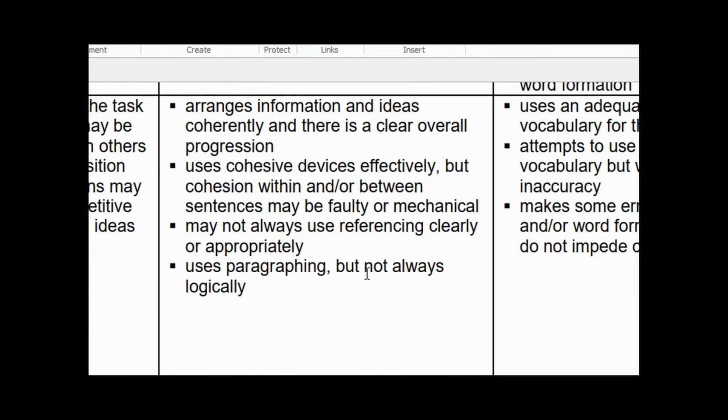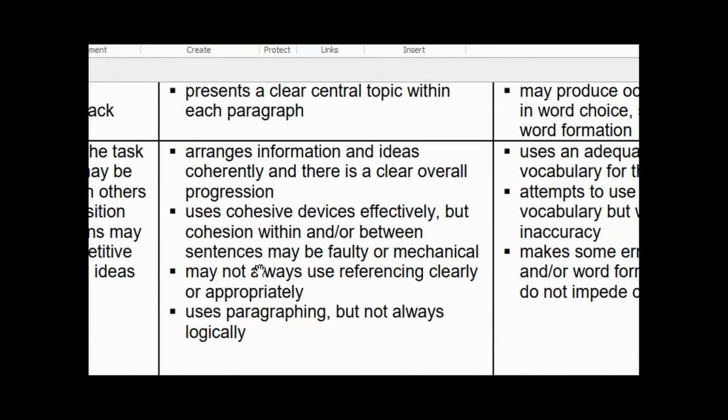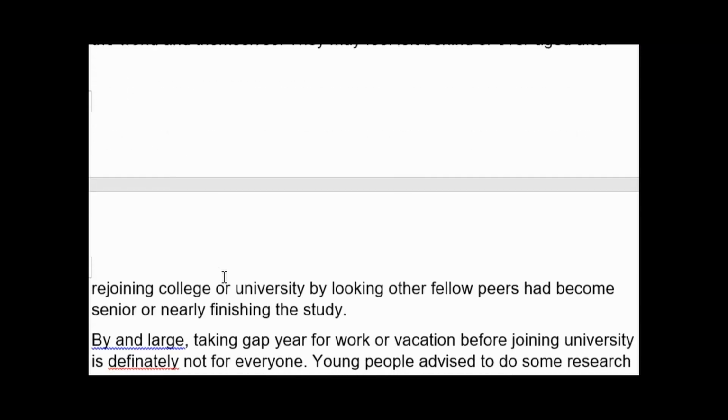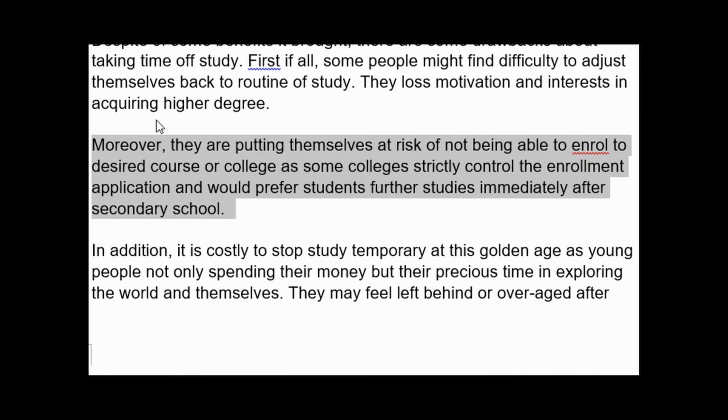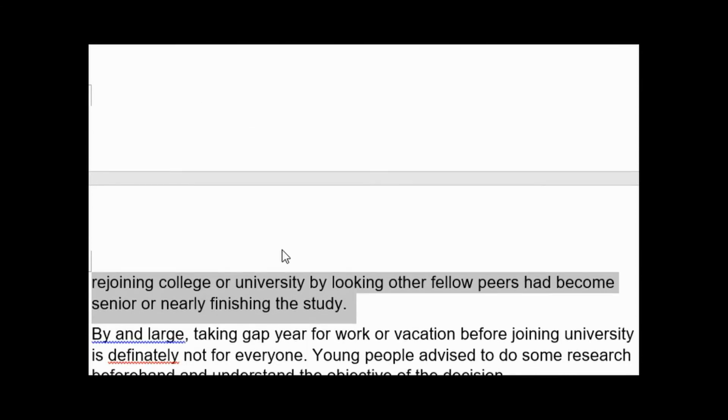I can say that paragraphing is used effectively here. So uses paragraphing, but not always logically. So I'm not sure why these 2 paragraphs are not combined. I don't see the logic in that.